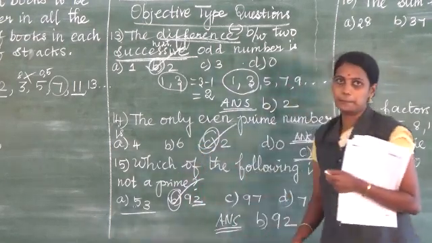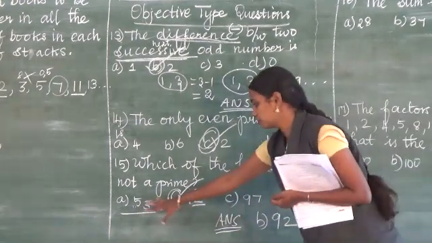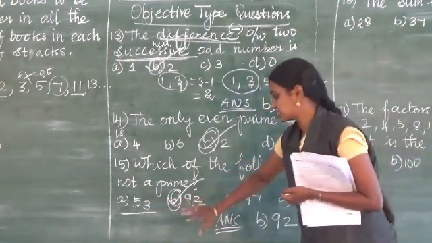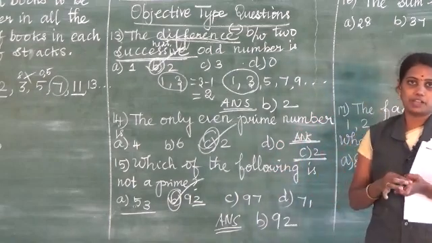An even number will not be a prime number. So in the given options, look out properly and find it: if it is an even number, it will not be a prime number.